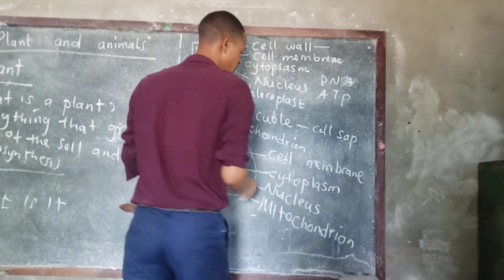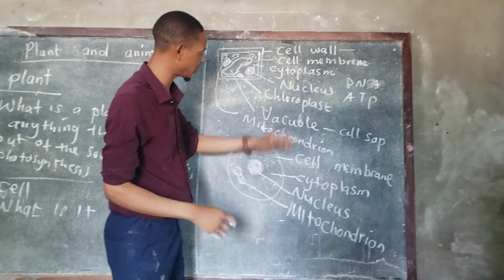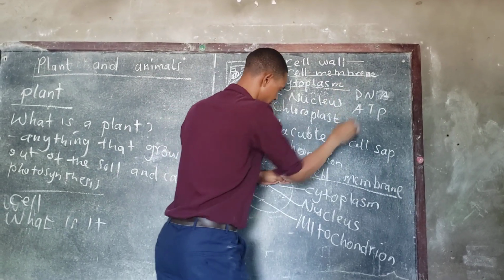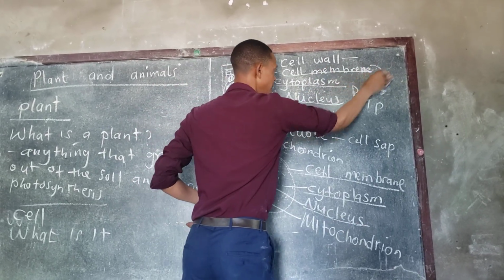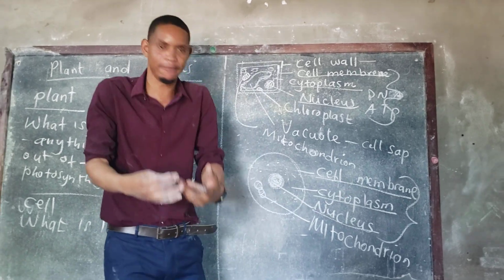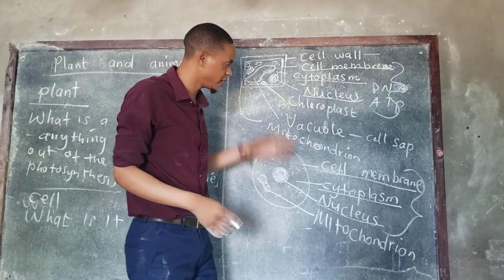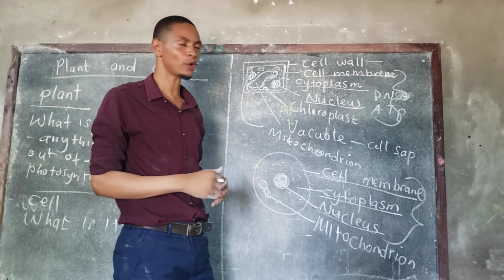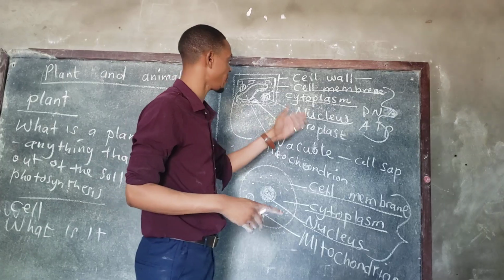So what I've explained here is also contained in both cells. These parts: the cell membrane, as you can see, is in both; there's cytoplasm in both; and the nucleus in both. These parts are called protoplasm, the collective name for these three parts contained in an animal cell and a plant cell. So protoplasm is made up of the cell membrane, cytoplasm, and the nucleus.